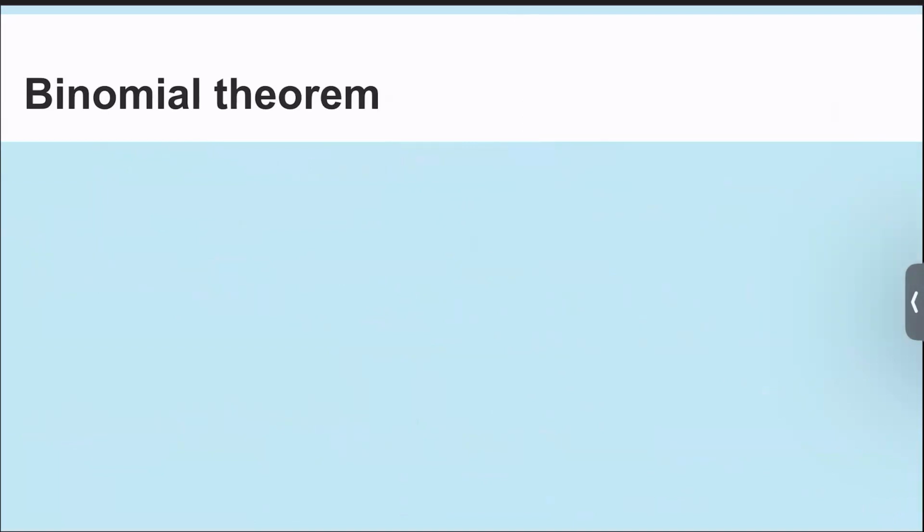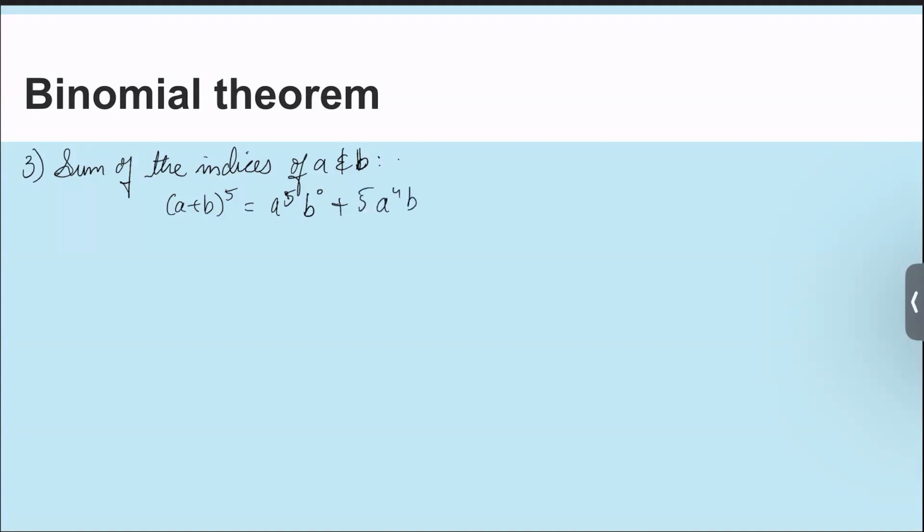Another observation, which I had already partly mentioned when we were deriving the expansion, concerns the sum of the indices of a and b. Let's see for a plus b raised to 5. We have a raised to 5, b raised to 0, since we've already seen that if one term starts with n, the power of the other starts from 0. Then 5 a raised to 4 b, plus 10 a cubed b squared, plus 10 a squared b cubed, plus 5 a b raised to 4, plus a raised to 0 and b raised to 5.